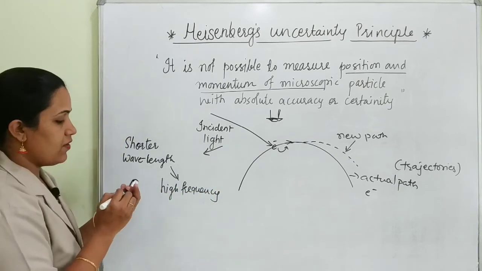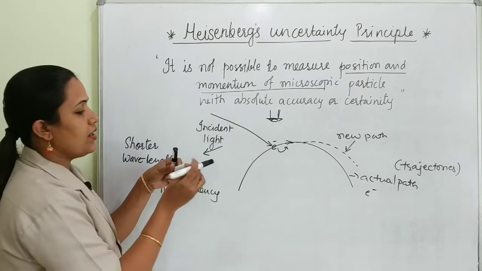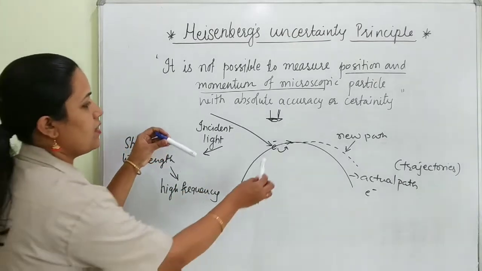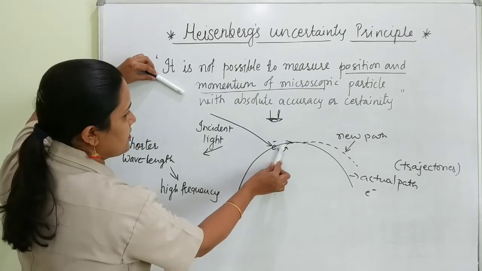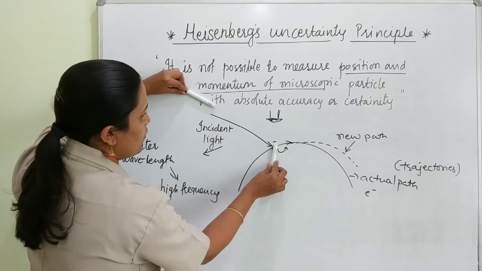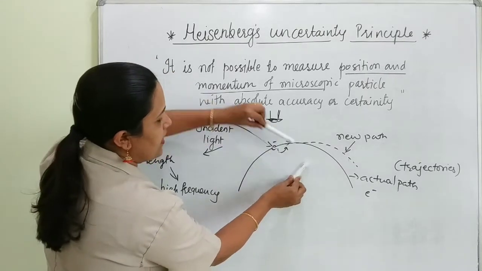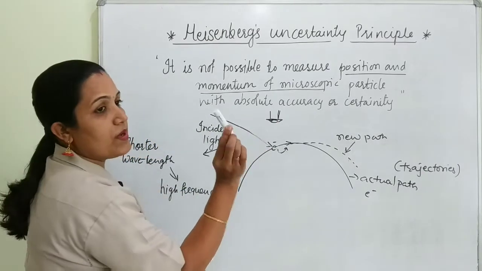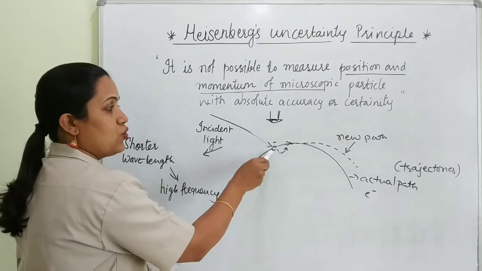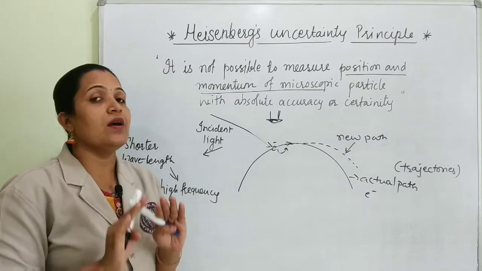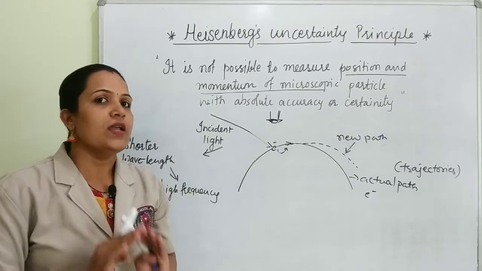If I am using it in this way, if now here is the electron, and the incident light is coming from this side with a very high frequency, then as soon as it comes and strikes this electron, the electron will change from its position, and the position that we see in the microscope will not be the actual position of the electron.